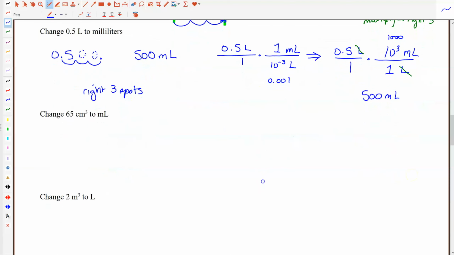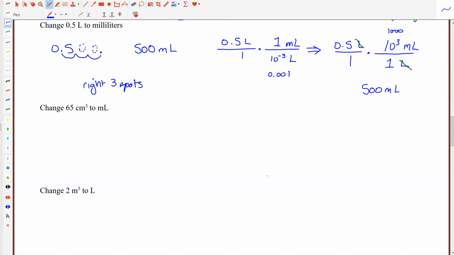All right, let's take a look at this next one. We're going to change 65 cubic centimeters to milliliters. So we need to recall that 1 milliliter is equivalent to 1 cubic centimeter. This converts us between our volume measured in our liquid units and our volume that's measured in our cubic units. You could also equivalently use the fact that 1 liter is equal to 1,000 cubic centimeters. But because this is talking about milliliters and cubic centimeters, I'm just going to go ahead and use that relationship.